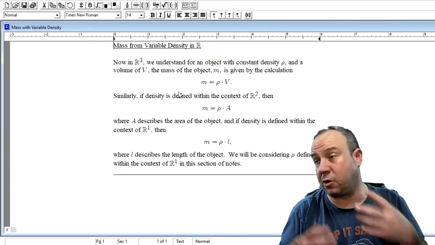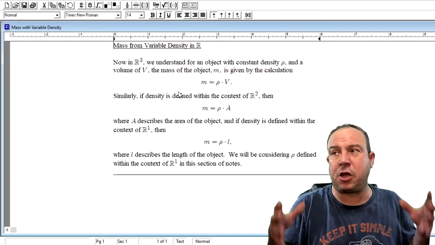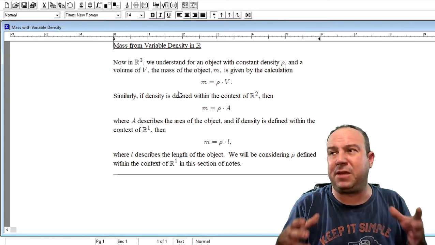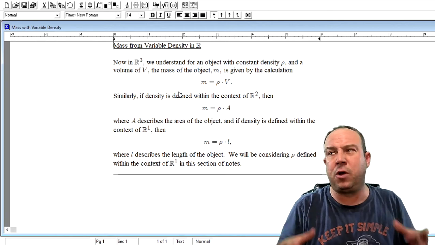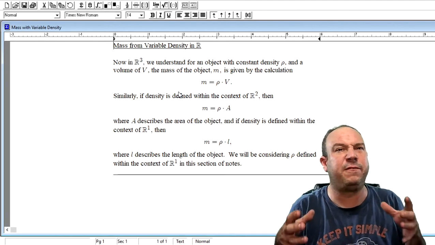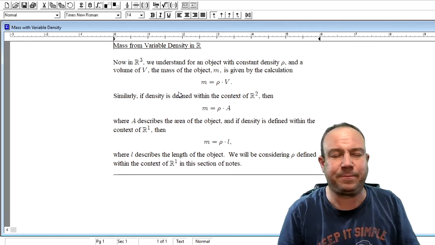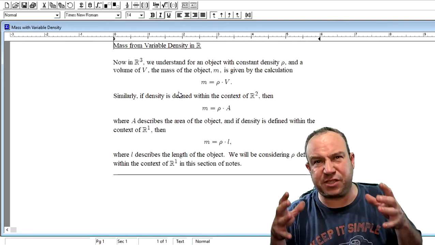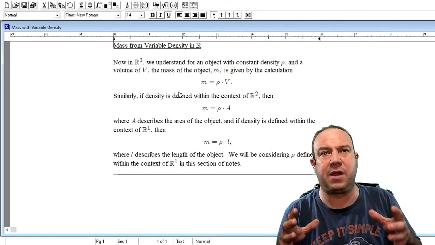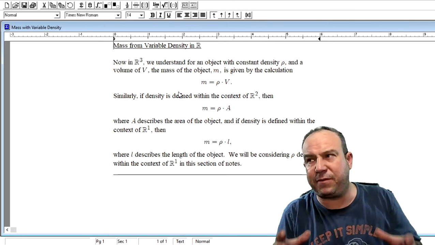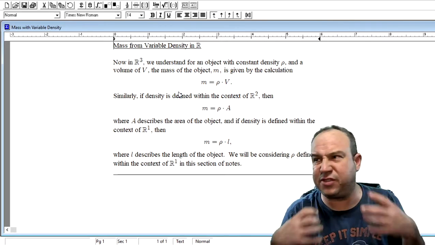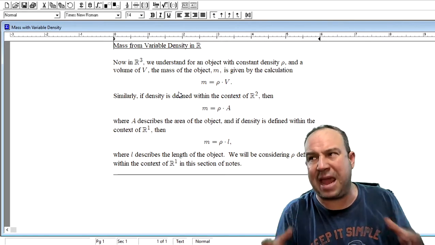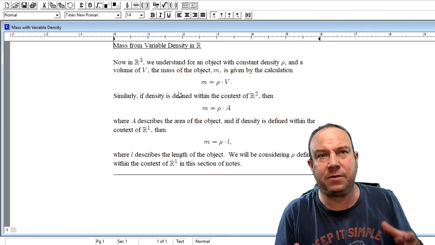For example, in terms of volume, a stone might be described to have a density of 200 pounds per cubic foot. Well, that works well for a three-dimensional stone. You have 3 cubic feet at 200 pounds per cubic foot, so you have 600 pounds for the mass of that stone.